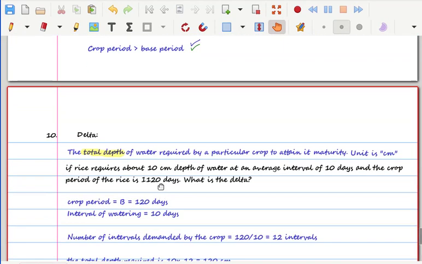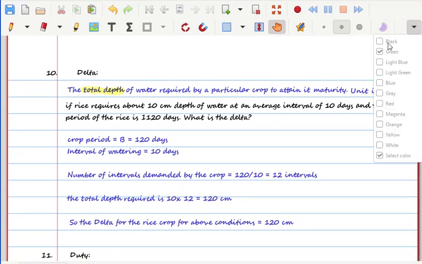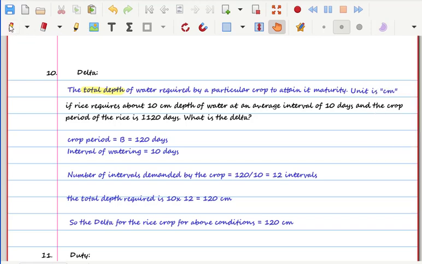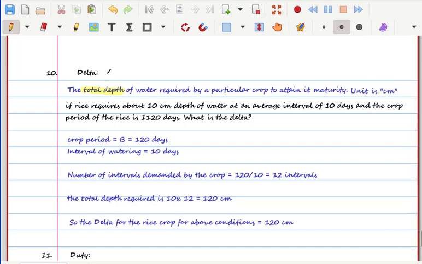The next term we got is delta. How can we denote delta? Let me take the black marker. This is the symbol to show delta. So what is delta? Delta is the total depth of water required by a particular crop to attain its maturity, right? Let's say I have a crop here.